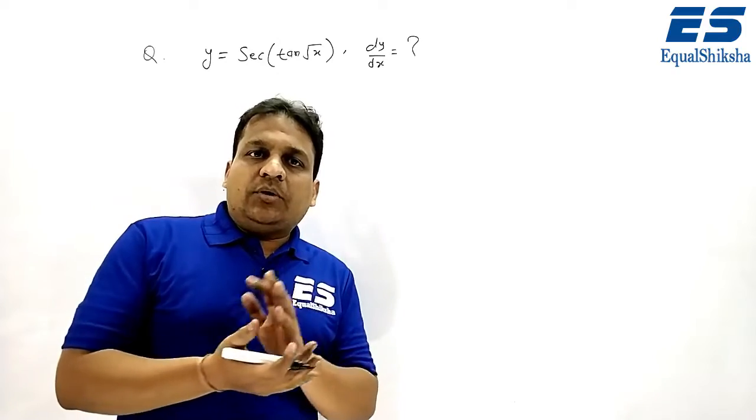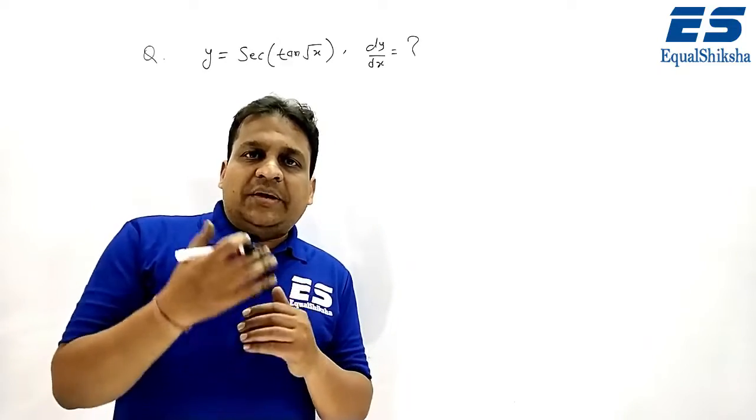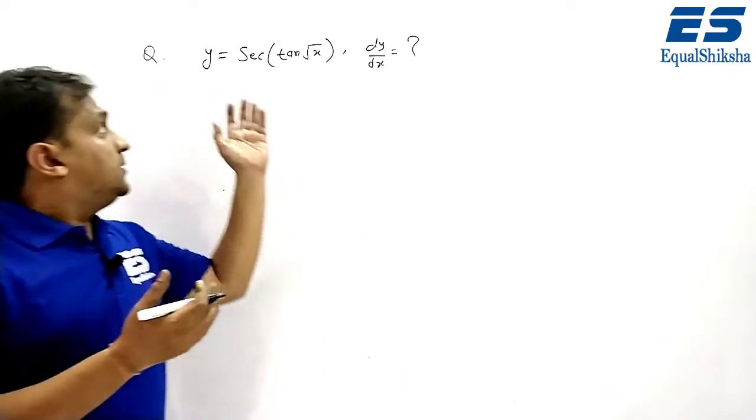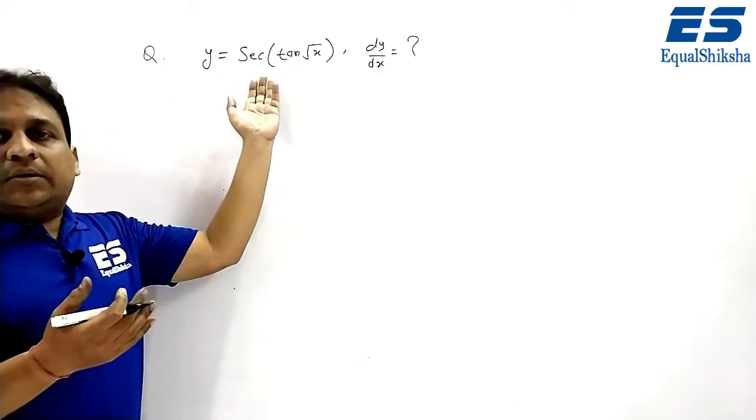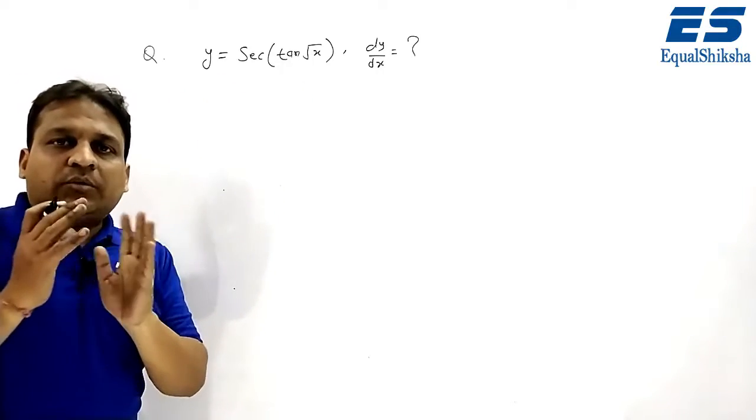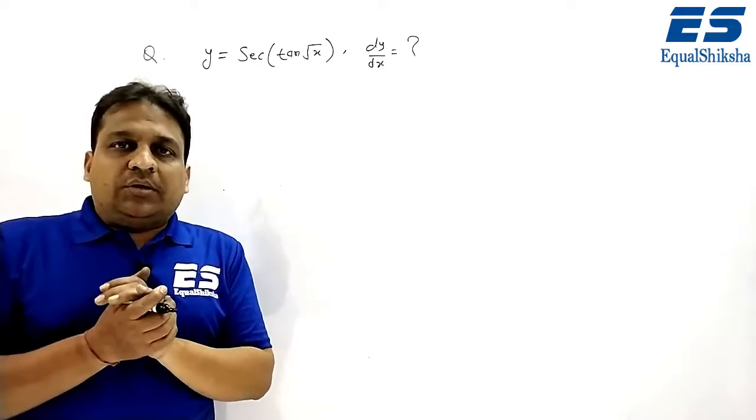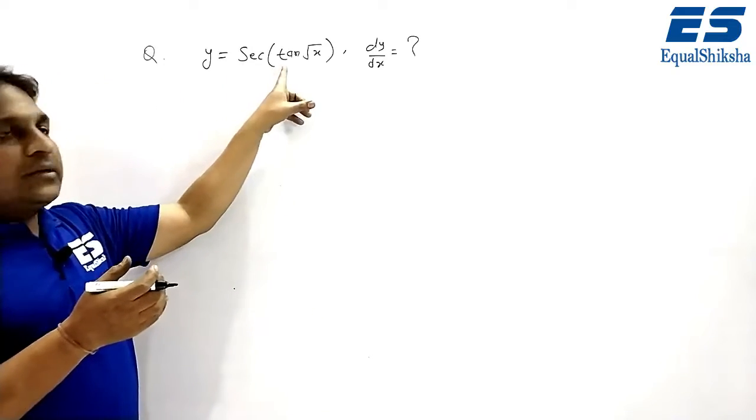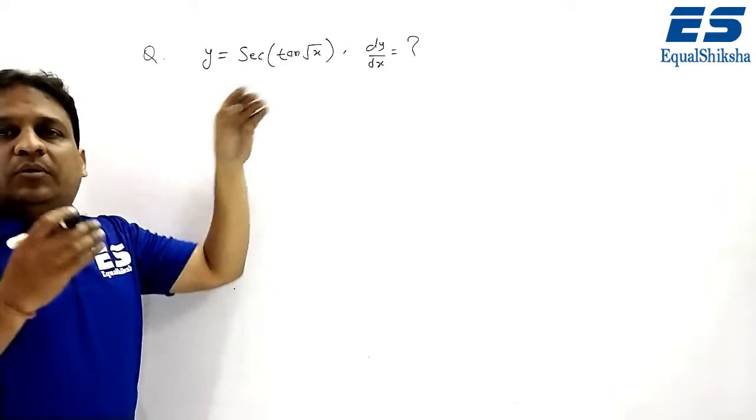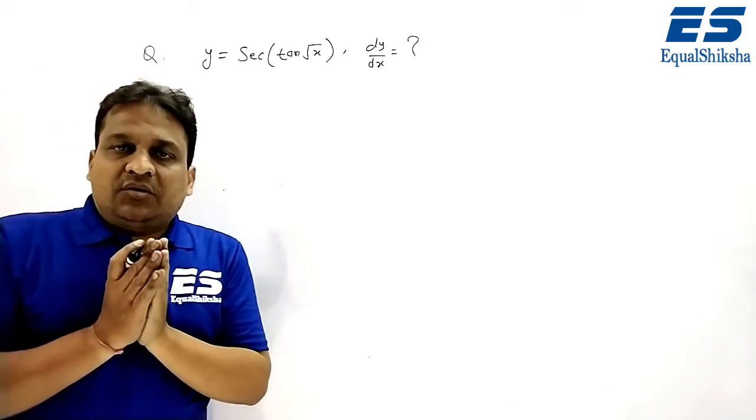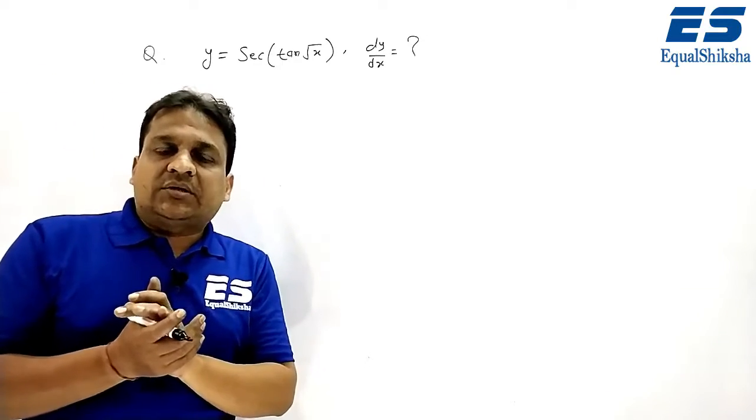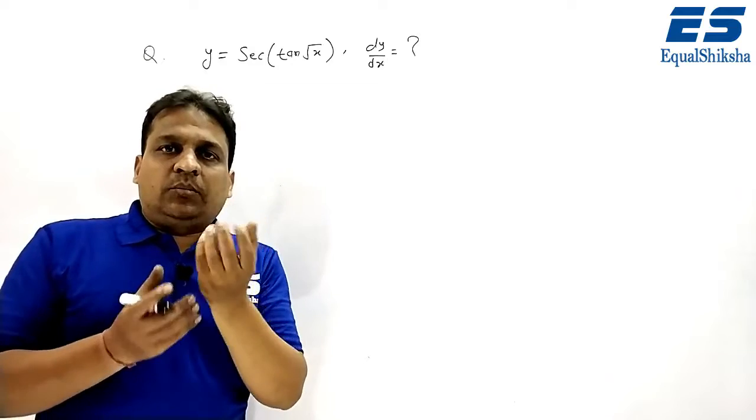Okay students, now we are going to one more question on basic differentiation. That is y is equal to sec tan root x. First you have to find which type of function is given. Here sec tan root x. So this is an example of function of function. For doing differentiation of function of function, first you have to count the number of functions.